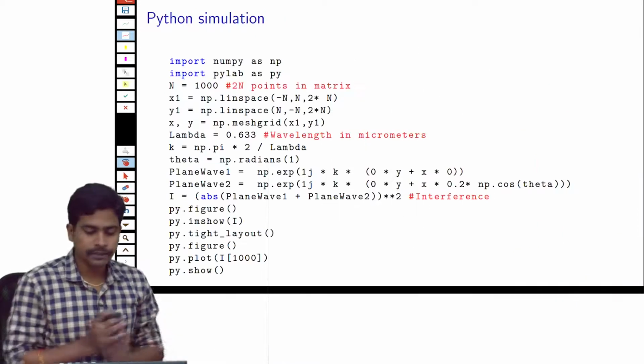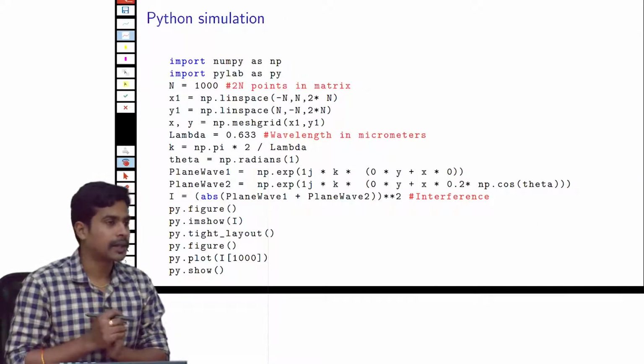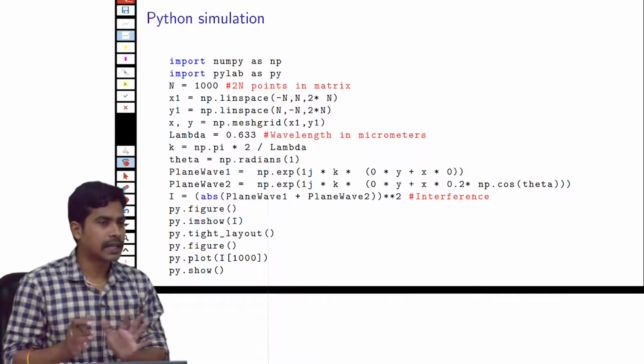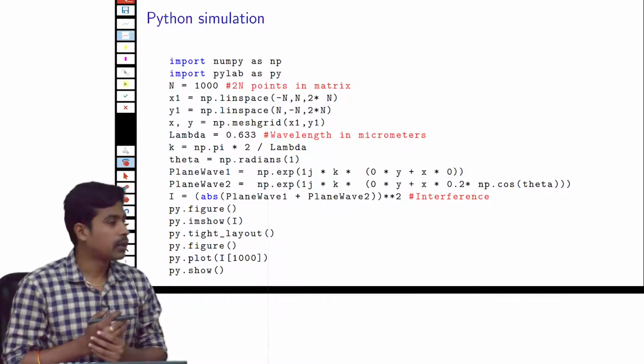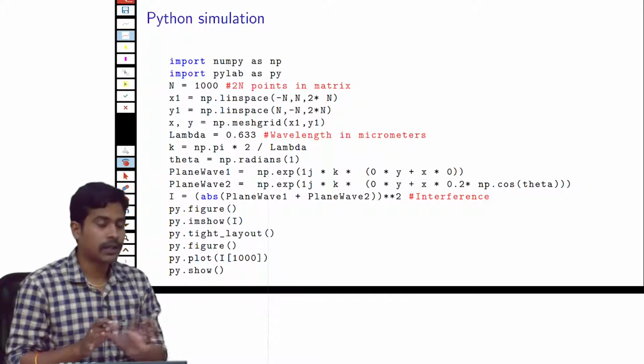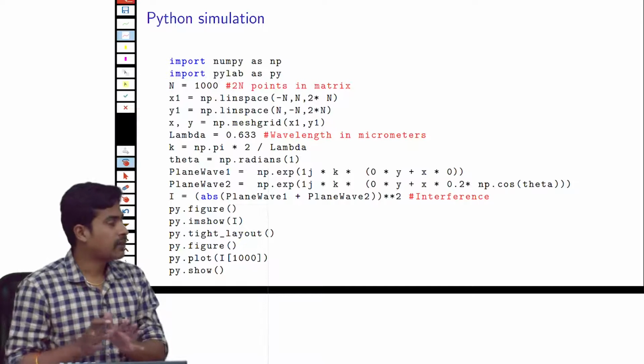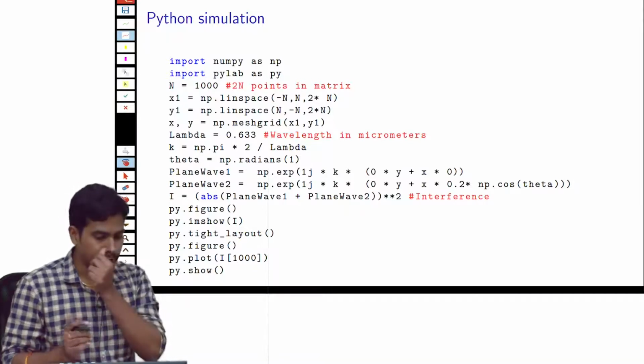Now I will give you the code for this Python simulation. Let me explain what each of these lines is doing, and after that I will show you what happens when we run the code, what the different parameters are that we can change, and what happens to the interference pattern when we change some of these parameters.